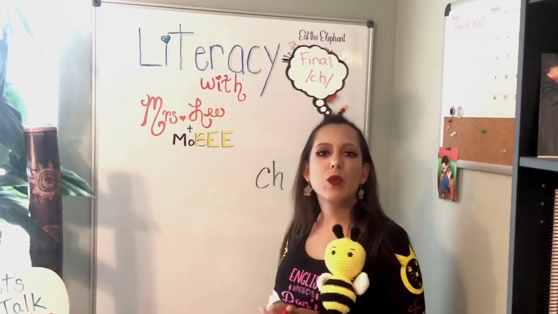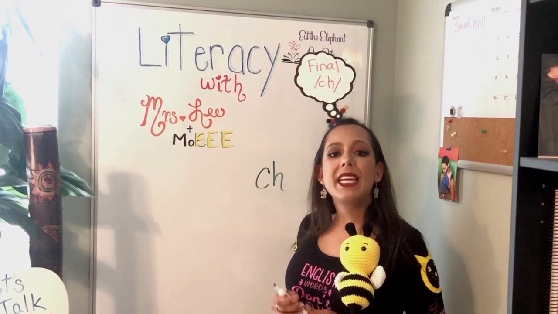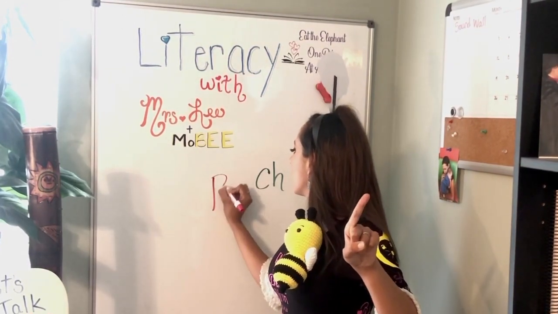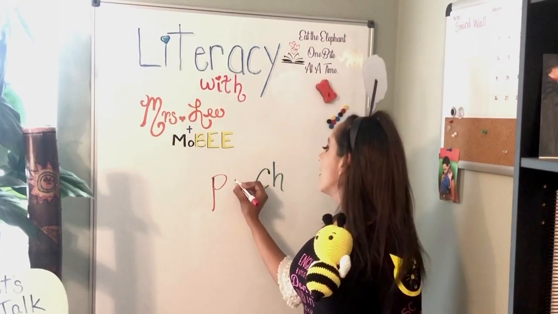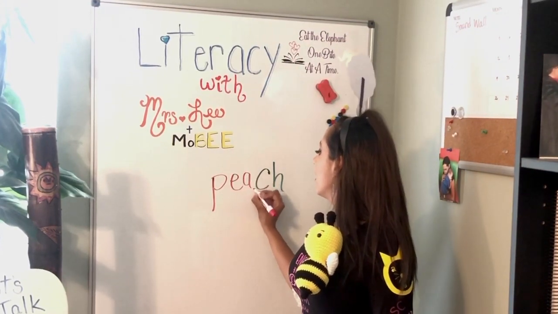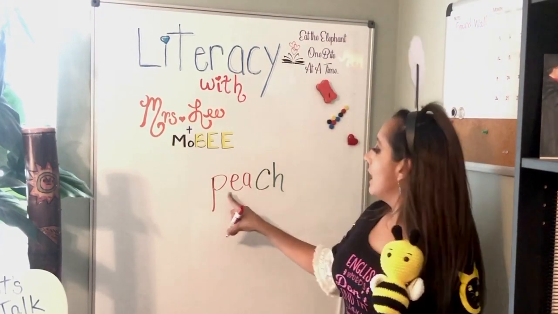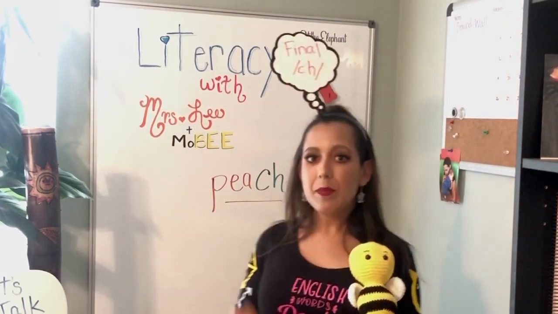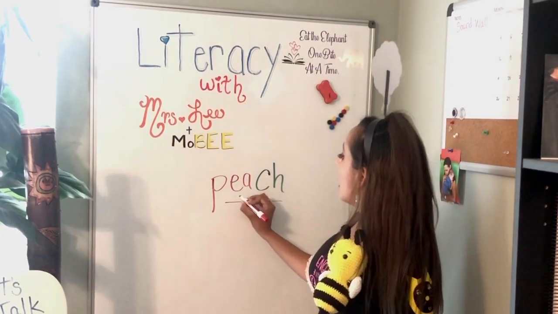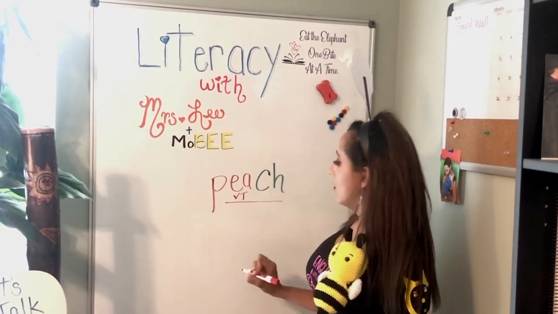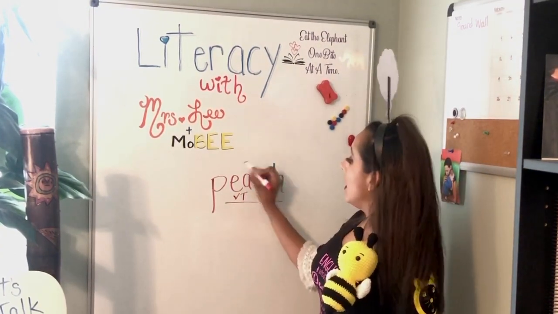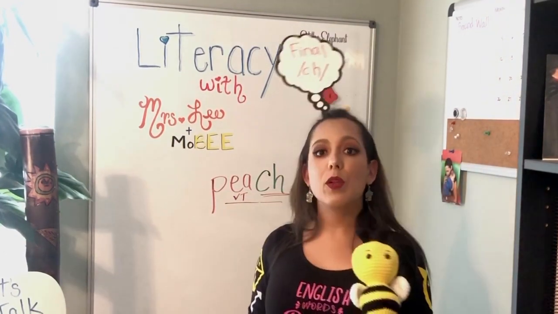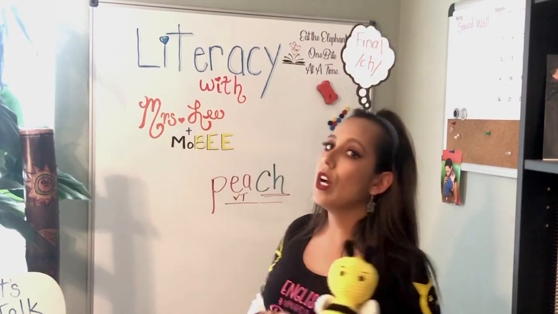Let's put our graphemes with our phonemes. Are you ready? Peach. P. E. Here's our vowel team. P, each. Peach. So again, it's our vowel team. Not a short vowel, and since it's not short, that final ch sound is spelled with a CH. Let's try one more.